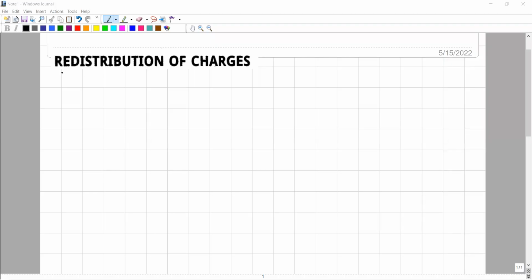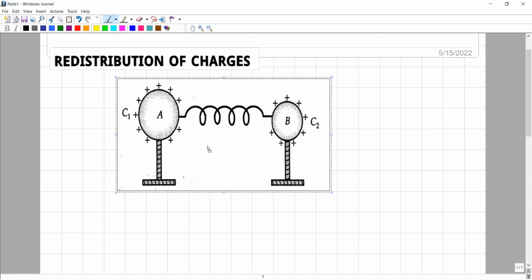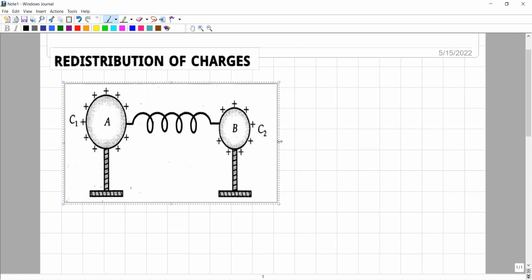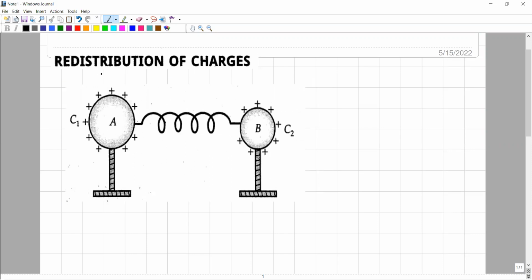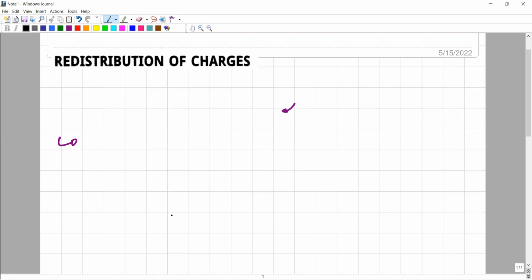This topic is redistribution of charges. Now, what is redistribution of charge? So let's consider that you have two isolated spherical conductors, and they were isolated in the beginning. So let's consider that they were not connected here as shown in the diagram.